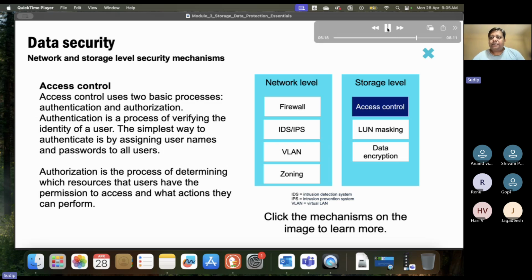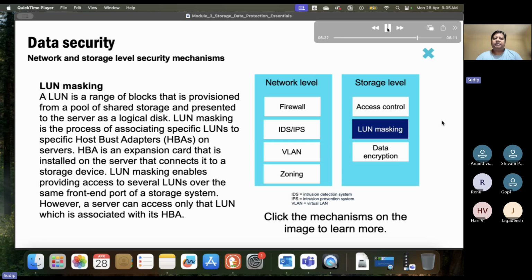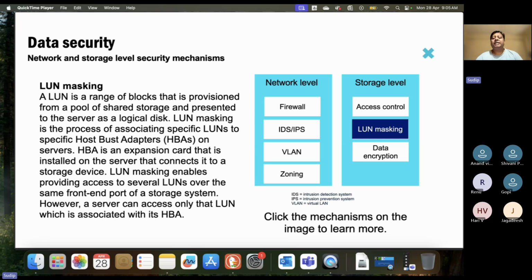Moving forward, the next concept is called LUN masking. Now, what exactly is LUN masking? Before we understand what is LUN masking, we have to understand what exactly is a LUN. LUN is nothing but a logical unit number, and it is used specifically in SAN, not in NAS. Only in SAN you have this concept called LUN.